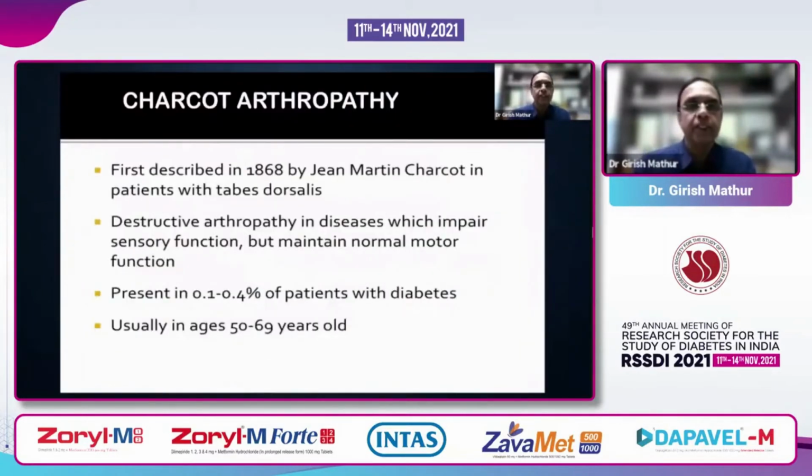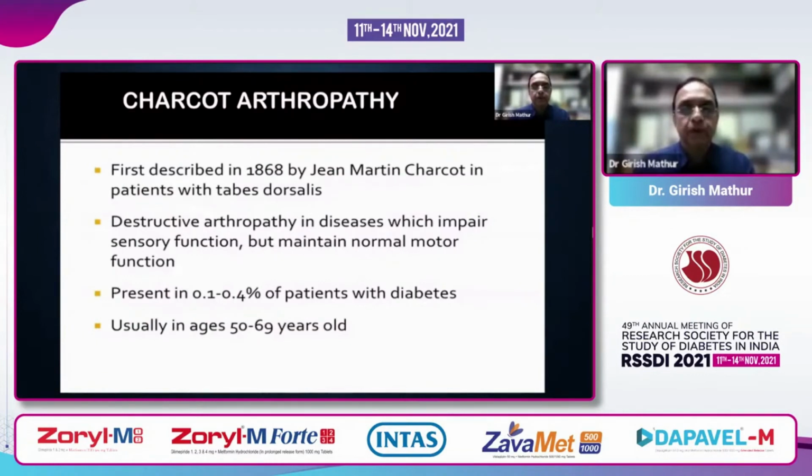One common condition in diabetes is Charcot arthropathy, first described in 1868 by Jean Martin Charcot in patients with tabes dorsalis. There is destructive arthropathy in diseases which impair sensory function but maintain normal motor function.